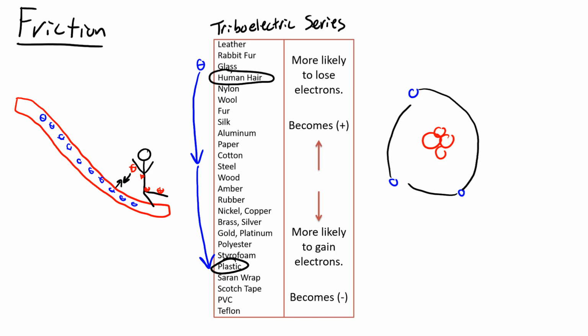So that's how friction works. You're left with a positive object and a negative object. So that's kind of like the rule. Friction, 1 positive, 1 negative.